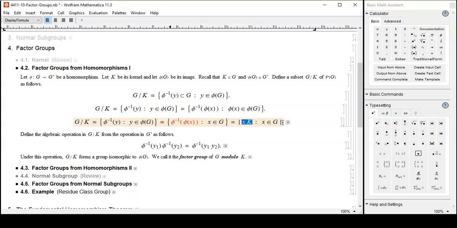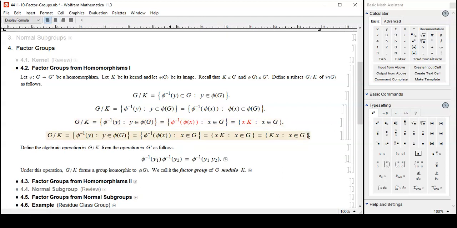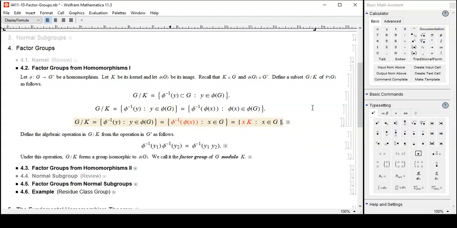The coset of the kernel. And then the coset of the right kernel as well, as a matter of fact. The left coset and right coset are the same. So because they're the same, I'm not going to use the right coset anymore. I'll just use the left coset.